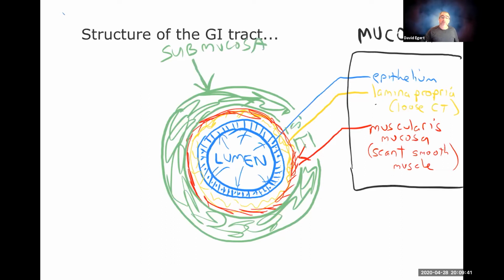In the submucosa, this is going to be dense CT. And here you find all sorts of stuff. There's going to be glands, there's going to be blood vessels and nerves and who knows what. So submucosa, dense CT with all sorts of stuff in it.